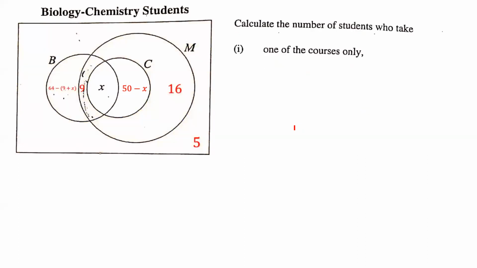Now let's move on to this one. It says, calculate the number of students who take one of the courses only. So you're either going to take math only. We know math only is 16. Or you're going to take biology only. Biology only is this portion right here, which is 64 minus 9 plus x. We know that x is 30. So it's going to be 64 minus 39. What is 64 minus 39? That's going to be 25. So biology only is 25.